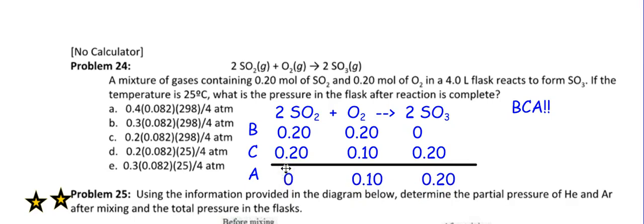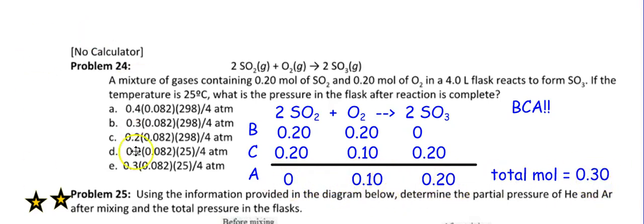So I need to know what the total pressure in the flask is. Okay, I need to know what the total number of moles are in the flask. So if I use, in a sense, Dalton's law of partial pressure, I can figure out the total number of moles left in my system. And the total number of moles is 0.30. So I have no moles of SO2 left. I have 0.10 moles of oxygen. I have 0.20 moles of sulfur trioxide. I add those all together, so the total number of moles is 0.30.